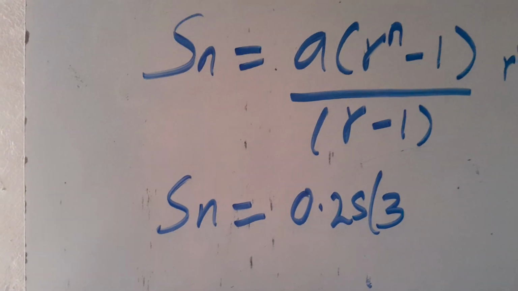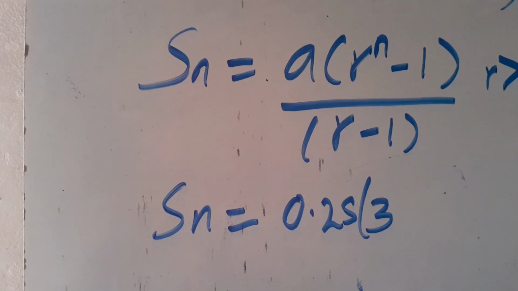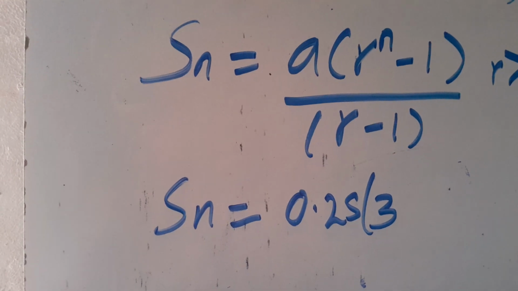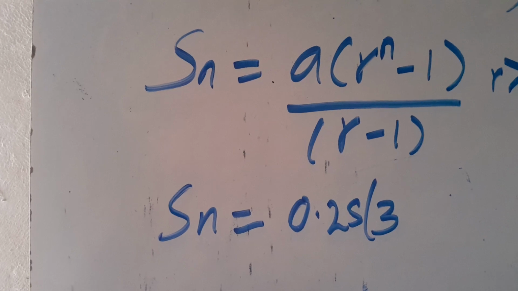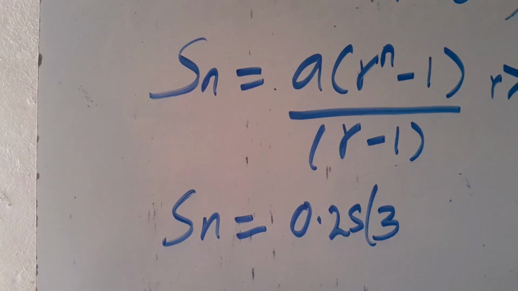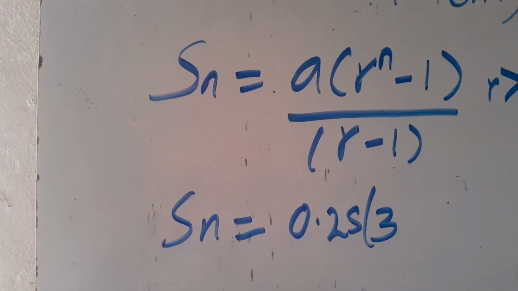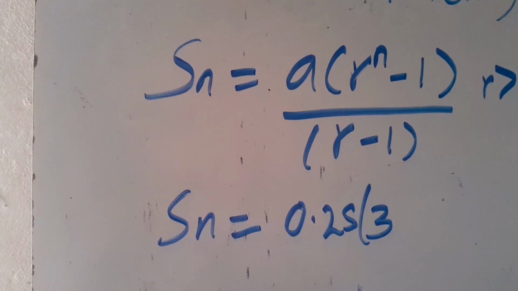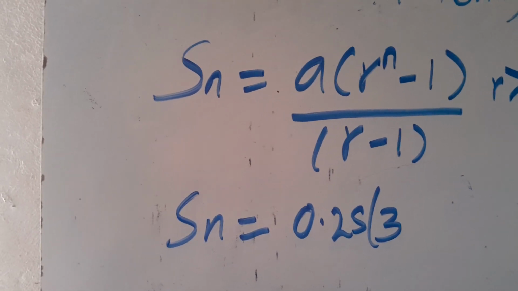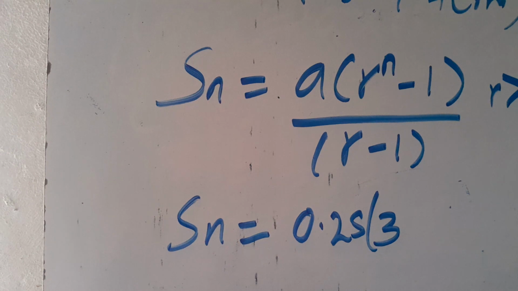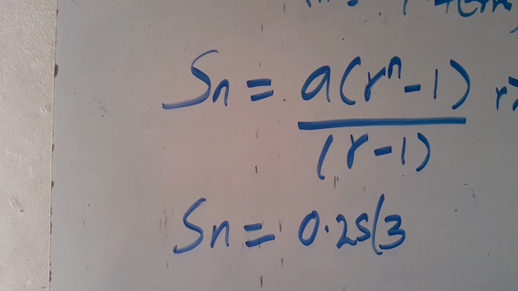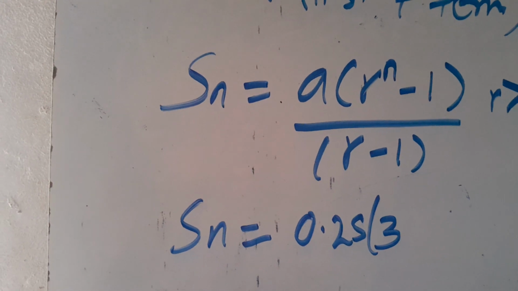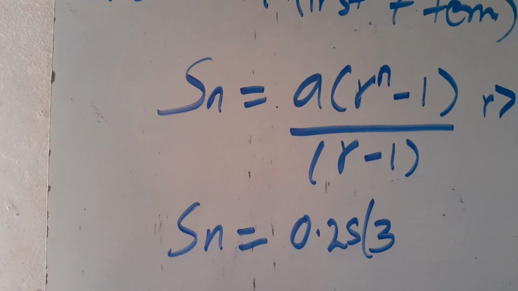How do you find r? You might be having problems in finding r. R is simply the ratio between each two consecutive terms in a geometric progression. For example, our first term is 0.25, our second term is 0.75. The consecutive terms 0.25 and 0.75 have a ratio of 3. If you divide 0.75 by 0.25, you find the answer is 3. That is the value of our r.